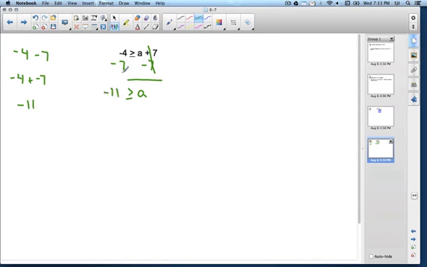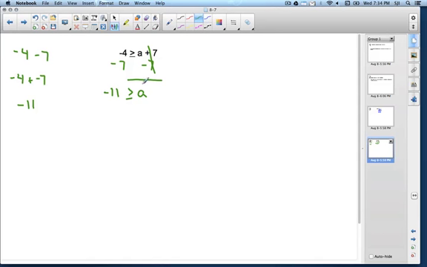So the solution to this inequality is -11 is greater than or equal to a. That means if I wanted to pick a number to make this inequality true, it would have to be smaller than or equal to -11. And we applied the subtraction property of inequalities here because we subtracted the same number from both sides of the inequality and it remained true.